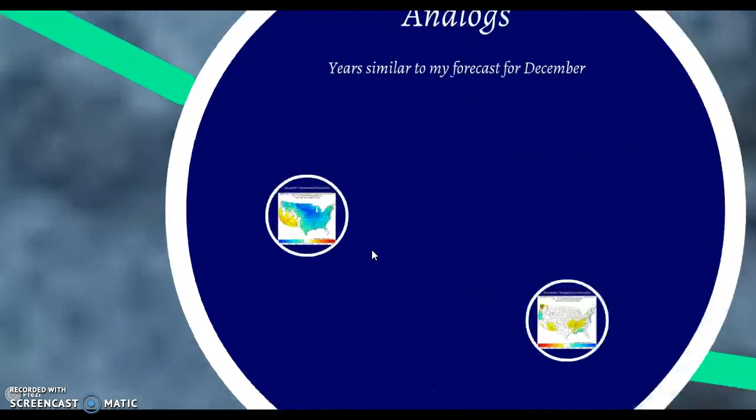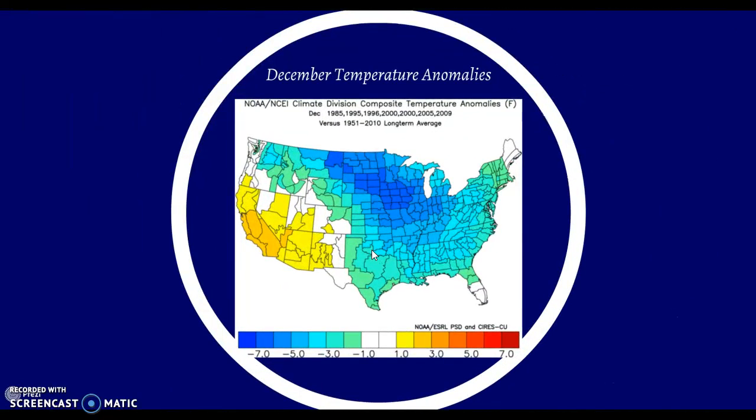The analogs that I chose for this year, this is the temperatures from 1995, even 1996, and then from 2000. I did weight it twice because 2000 was a very important year and a very similar year to what I think could happen this December. And then 2005 and '09 were two of the other years that I picked, all blending together to make a big cold regime moving into the central and eastern United States for the month of December.